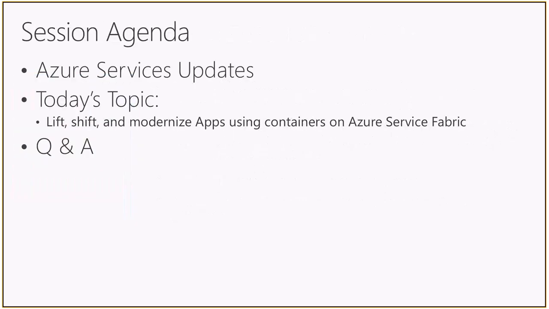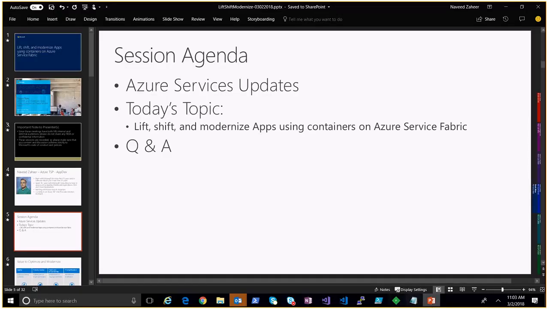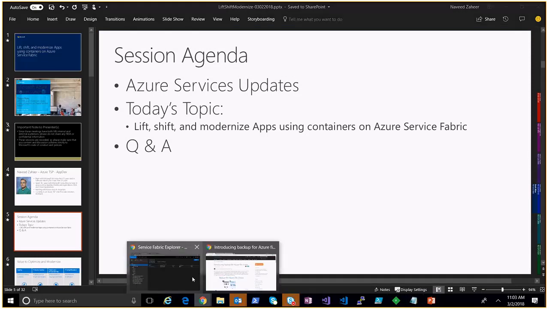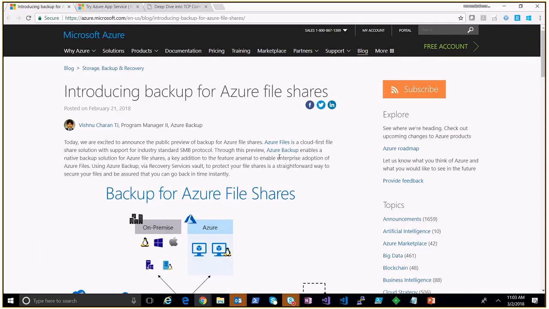As usual, we're going to start with quick Azure service updates. I'm just going to open my browser, and some of the updates I want to share with you are backup for Azure file shares. If you don't know, Azure file shares are an abstraction built on top of Azure storage. They're SMB 2.1/3.0 file shares. You can access those shares from machines running in Azure or on-prem. On-prem machines have to support SMB 3.0.